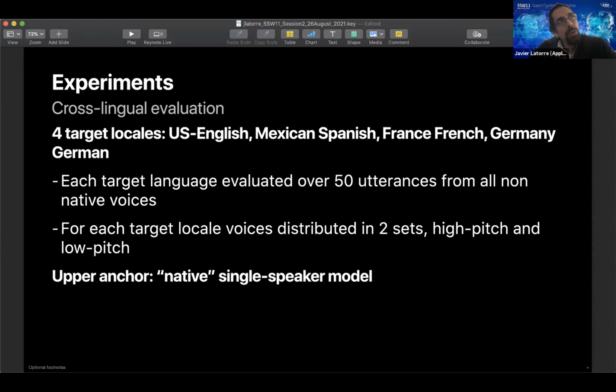And we separated the voices into sets, high pitch and low pitch, because otherwise there were too many voices and the experiment wasn't really going to work. Here, as upper anchor, we only used the native single speaker model, not the real recordings, corresponding to the sets of high or low pitch.